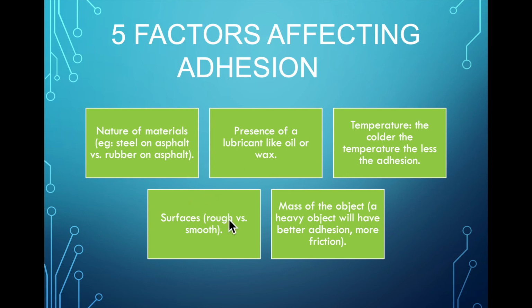The surfaces, are they rough or smooth? If the surfaces are very smooth, there's going to be much more slippage. If they're rough, and that's why the soles of our shoes have grooves, right? If the surfaces are rough, there's going to be more adhesion, less slippage. And then the last one is the mass of the object. A heavy object will have better adhesion and more friction. So a heavy car versus a light car, for example. A heavy car will, because of gravity, adhere to the ground much more than a lighter one.